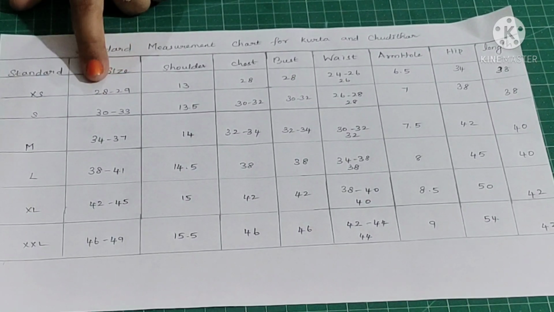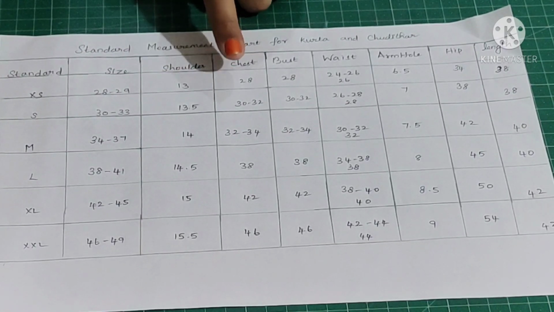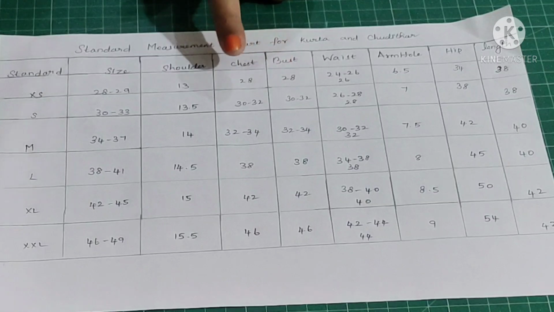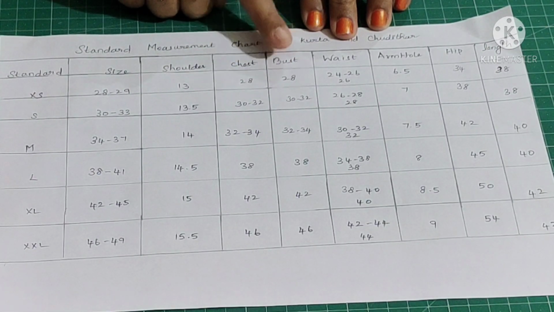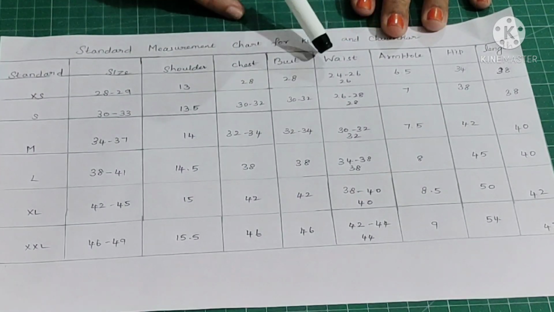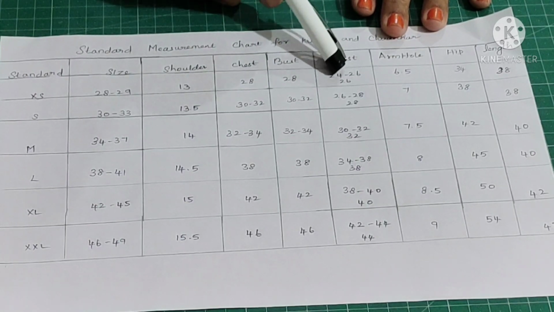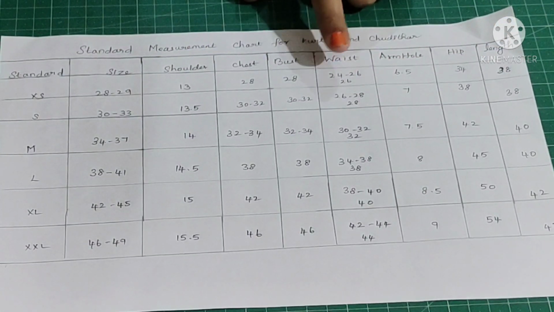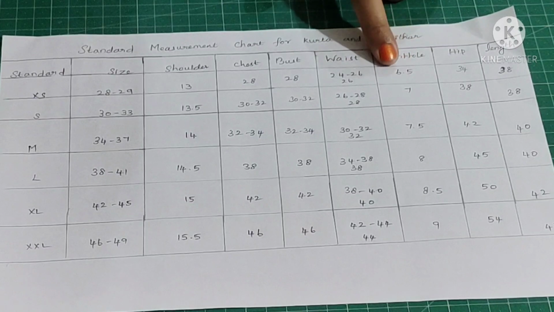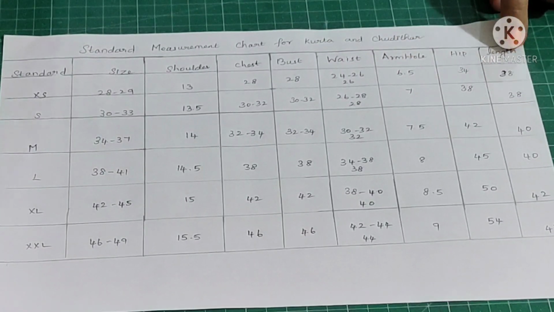Now, I'll show you the excess size. It is between 28 to 29, shoulder is 13 inch and chest is 28 inch and bust is 28 inch. So again, the chest and bust size may be equal or the bust size will be bigger than the chest. Now the waist measurement is between 24 to 26 and 26 is the standard size. Armhole is 6.5 inch, hip is 34 inch and length is 38 inch.